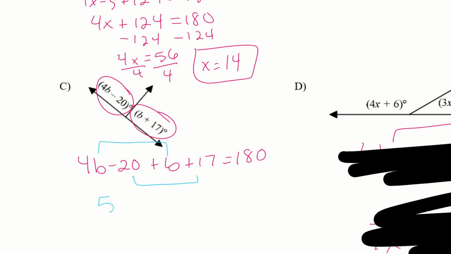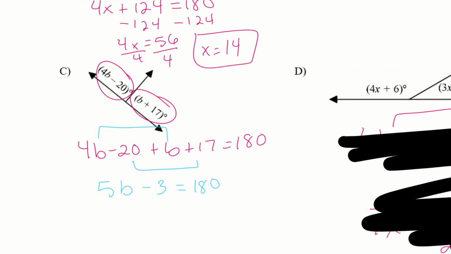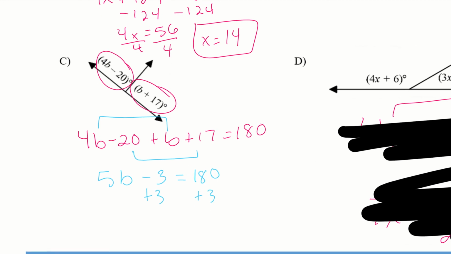So I now have 5b minus 7 equals 180. Oh, sorry, not minus 7, minus 3. 5b minus 3 equals 180. Alright, now I'm going to go ahead and add 3 to both sides. So now I have 5b equals 183, divide by 5, b equals 35.4.